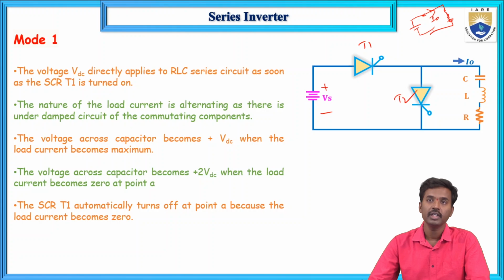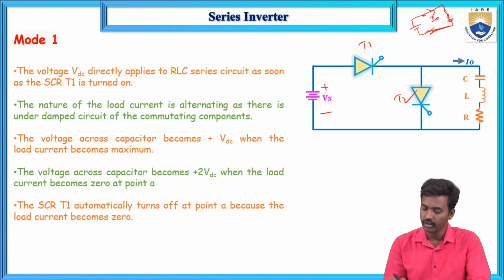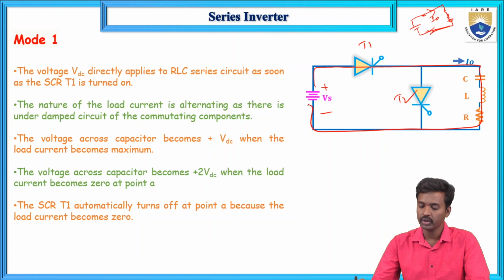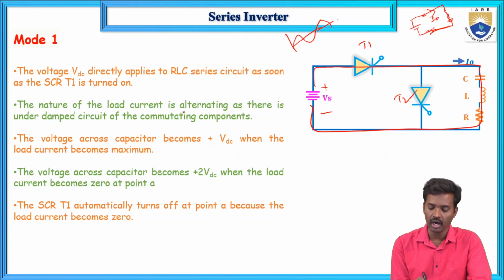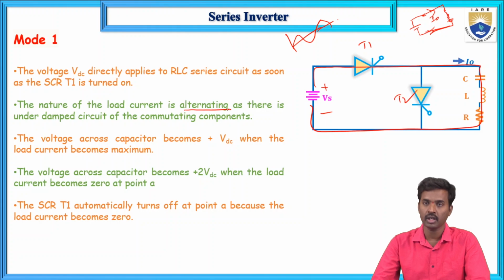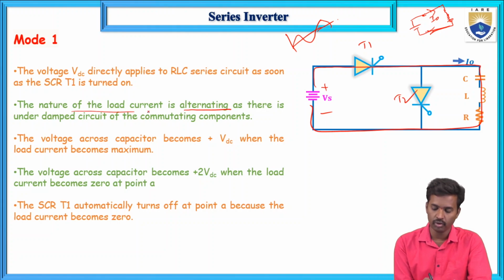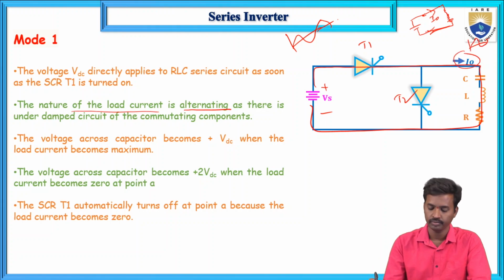Already we have seen this in the series half-bridge inverter with RLC circuit, half bridge and full bridge inverter. Here DC excitation we are giving, so the current flows in this, and this is the output current. Whenever DC excitation is given to any RLC circuit, the output current is always a sine wave, that means an alternating sine wave current. So the nature of the load current, this I naught, is a sine wave.